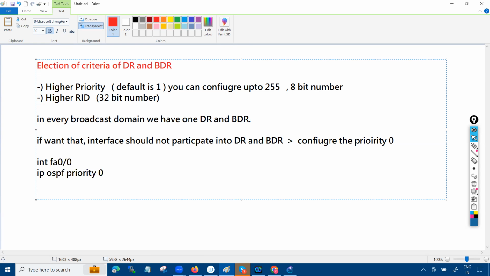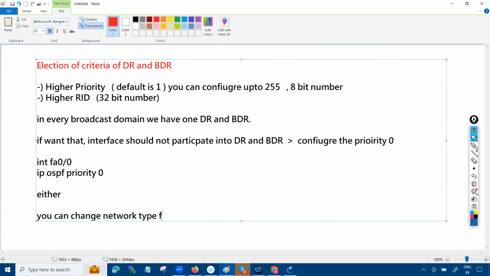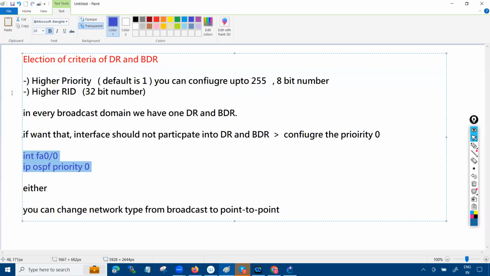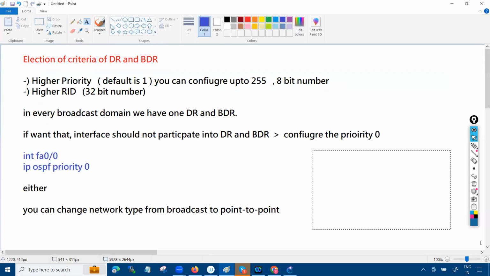Or what you can do is change the network type from broadcast to point to point. In point to point, if you guys remember, we have discussed this thing. Normally we have four network types in the OSPF protocol, right? We have point to point, and we have point to multipoint.